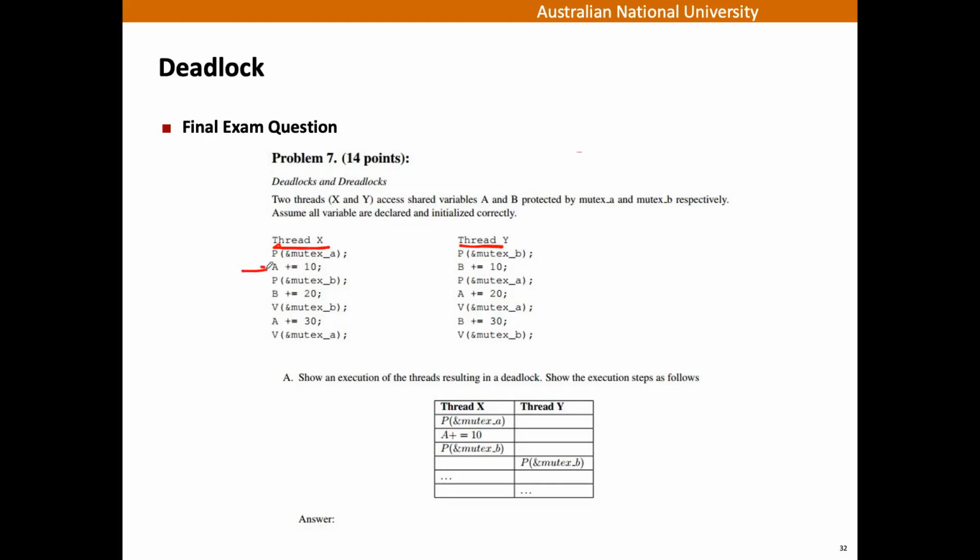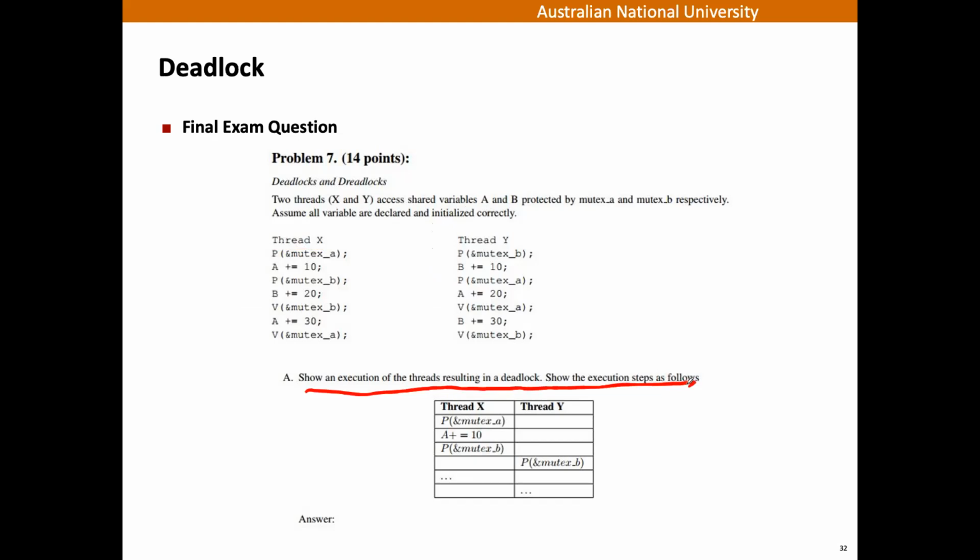So shared variable A and B. Obviously it's an exam question. So clearly a programmer will never do this. There is something wrong with this, and we have to figure out what is wrong. Okay, they're protected by mutexes. All variables are declared and initialized correctly. Show an execution of the threads that results in a deadlock.